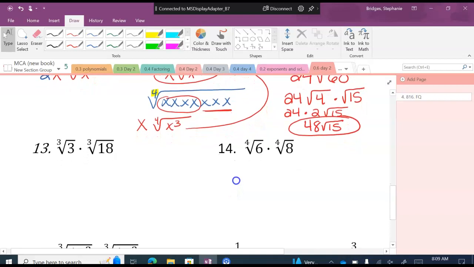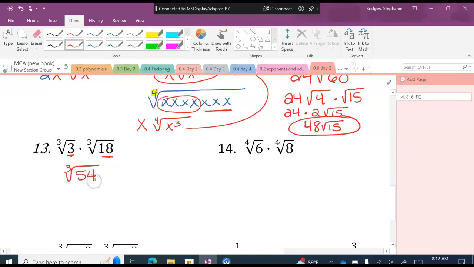All right, I want you to try both 13 and 14. It's the same process, except for I have cubes and 4th roots. So multiplying and then simplifying. Okay, with 13, I have the cube root of 3 times the cube root of 18. They are both cube roots, so I can multiply. They don't have anything in front of them besides a 1. So all I do is I multiply the numbers under the radical. The cube root is going to stay the same. What is 18 times 3?